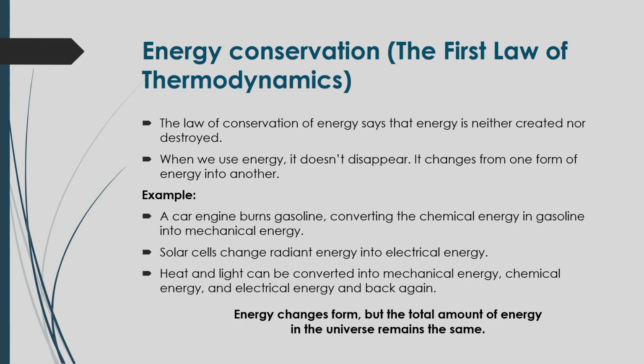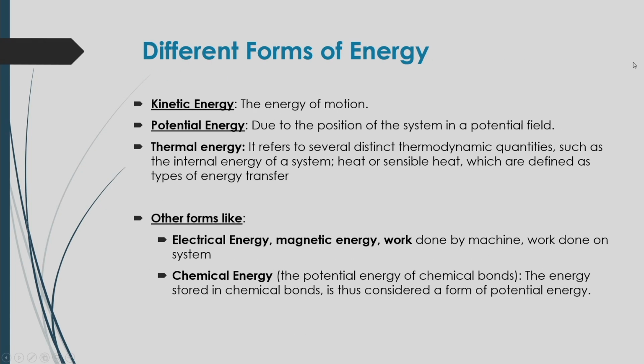And solar cells change radiant energy into electrical energy, and also heat and light energy can be converted into mechanical energy, chemical energy and electrical energy and back again. So, energy changes its form, but the total amount of energy in the universe remains the same. So, this is called the energy conservation law, and this law is sometimes regarded as the first law of thermodynamics.